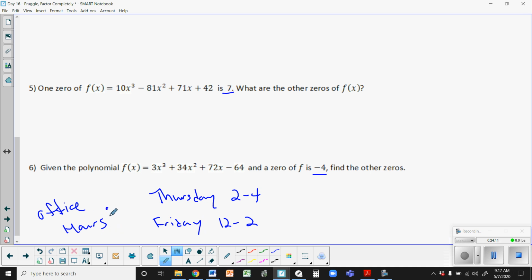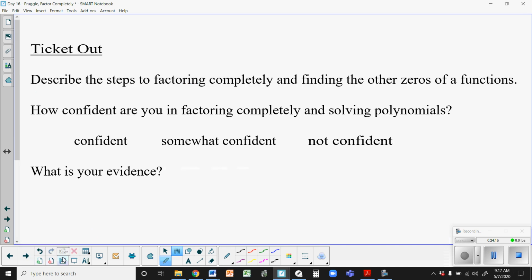Whatever you need. All right, so then let's look at our ticket out. Describe the steps of factoring completely and finding the zeros of the functions, those steps that we did. And then how confident are you in doing these things? So factoring completely, solving polynomials. What is your evidence?